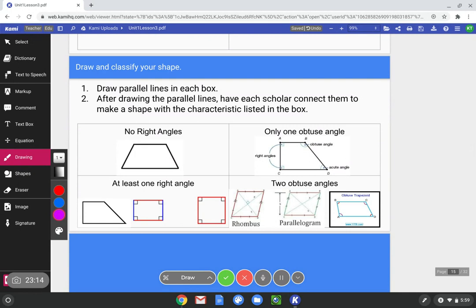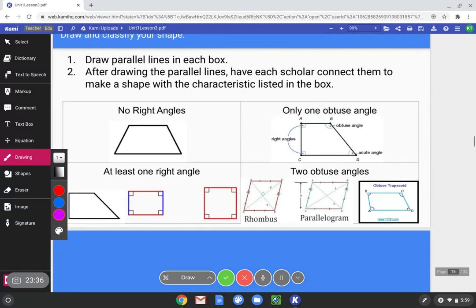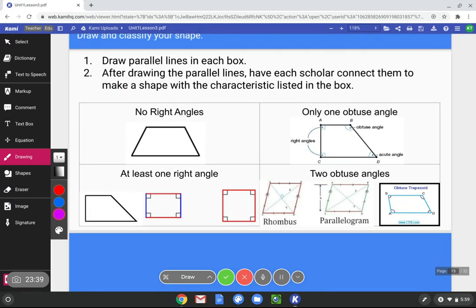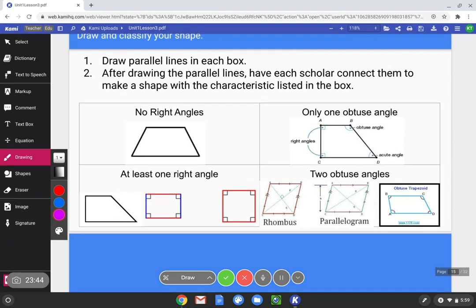So look at this. There can be trapezoids with no right angles. There could be trapezoids with only one obtuse angle. There can be trapezoids with at least one right angle. And there could be trapezoids with 2 obtuse angles. So look, all of these shapes are trapezoids. Look at how many different forms trapezoids can come in. Let's pause the video and list the attributes for each of these shapes.